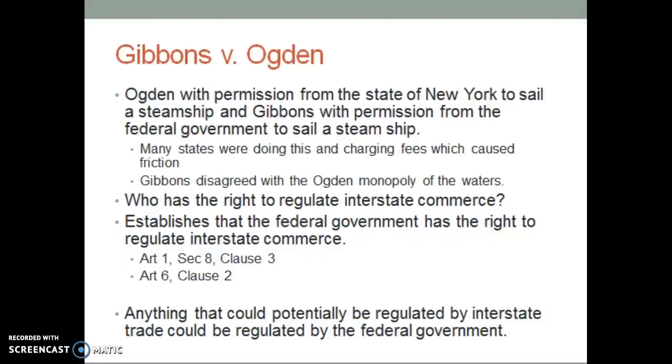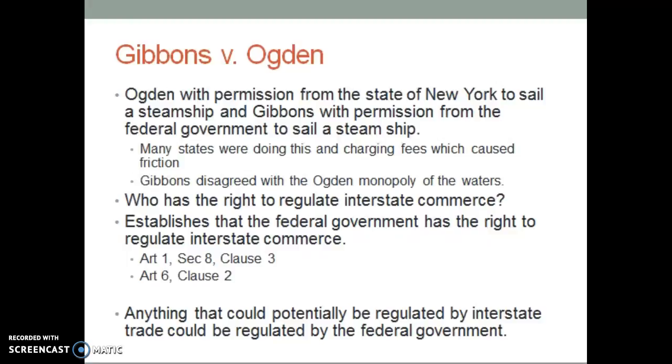And this is a common issue between states. You've got a lot of trade between states, and remember one of the problems with the Articles of Confederation was the tariffs that were being placed on interstate commerce, and so this is an opportunity for the federal government to sort of establish itself, and so he disagrees with Ogden's monopoly. And so the question that comes into play is who has the right to regulate interstate commerce? And the Supreme Court agrees with Gibbons. They say that the federal permit is going to trump the New York permit.